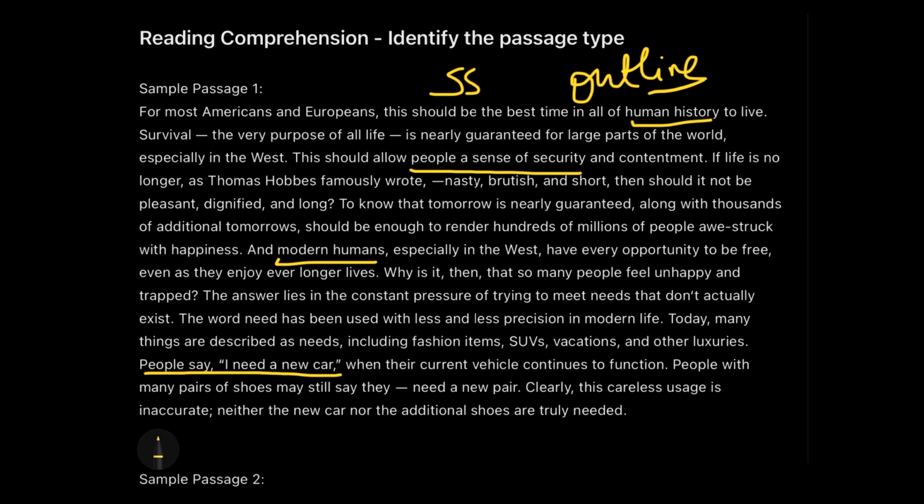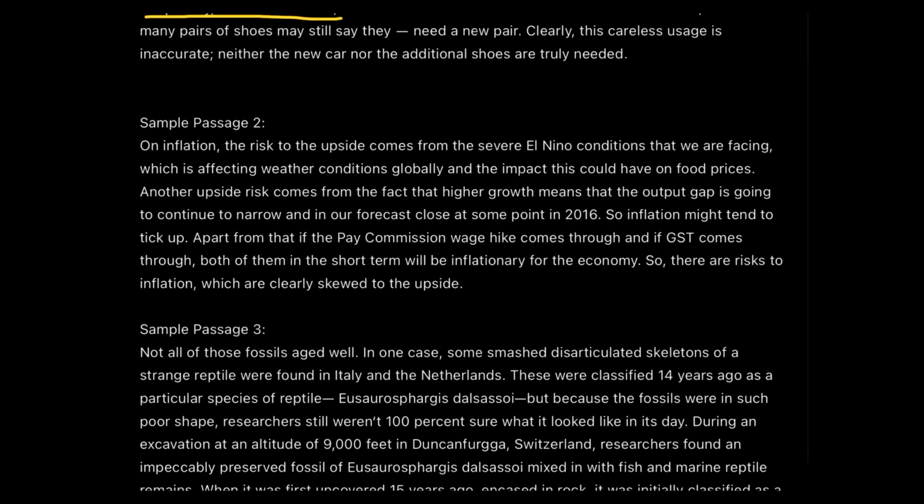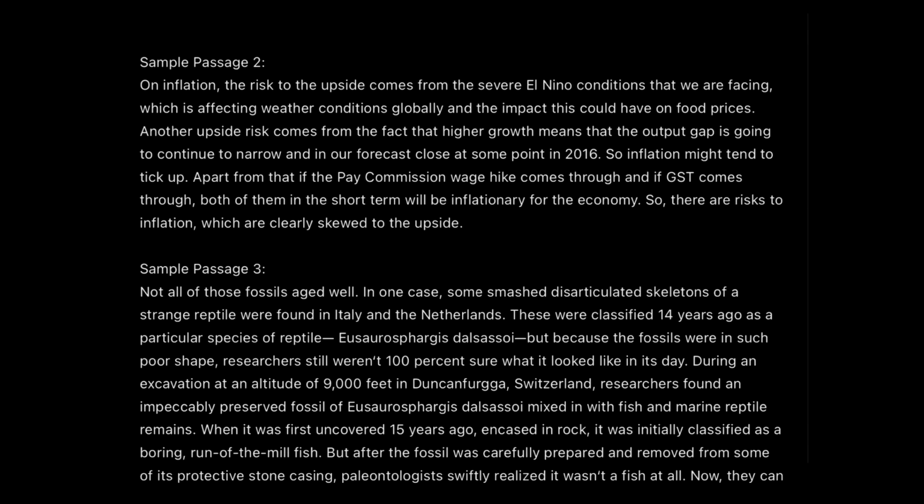Now I'll just take you to another passage and let's make a guess here. This is a small one and this is a very easy one. The first important word we see is inflation. Inflation is a technical term related to economics, right? Then we move down to food prices. Aha, food prices again, economics. Then if I just figure out something, it's again inflation here.